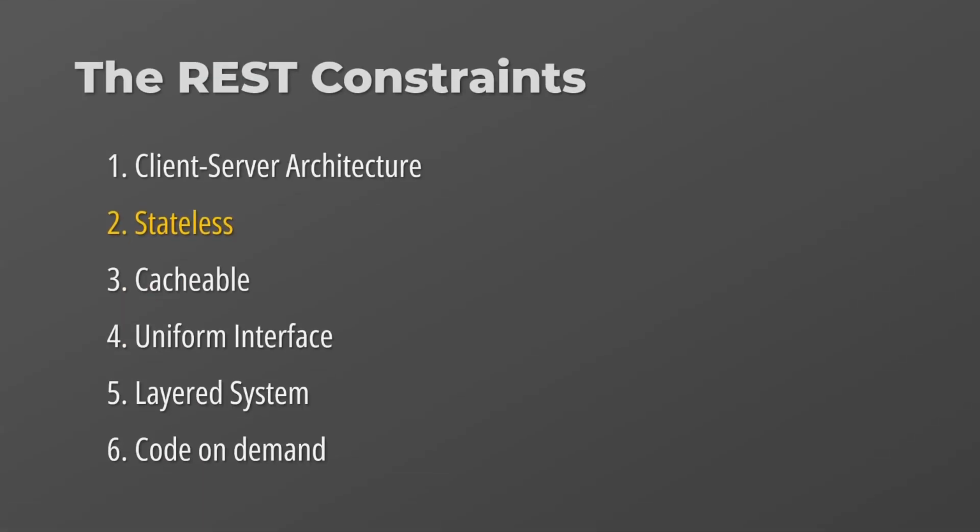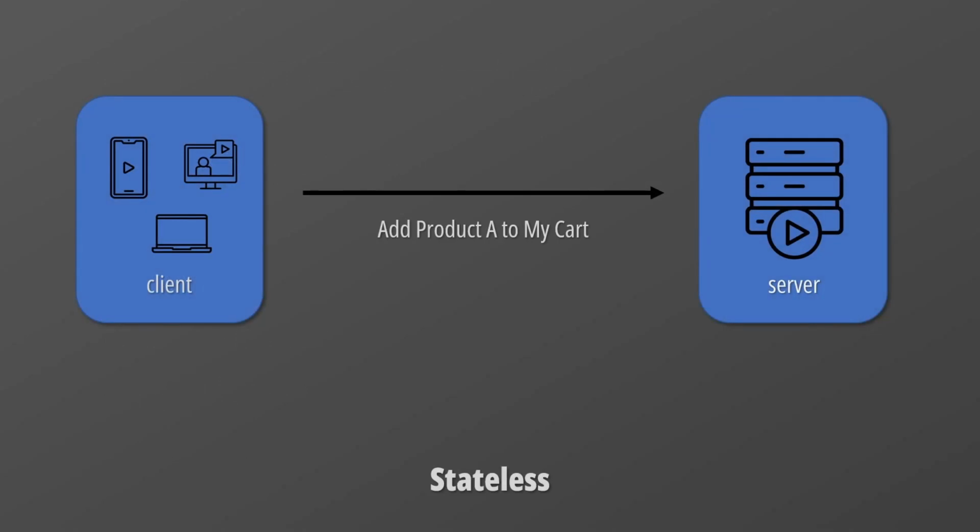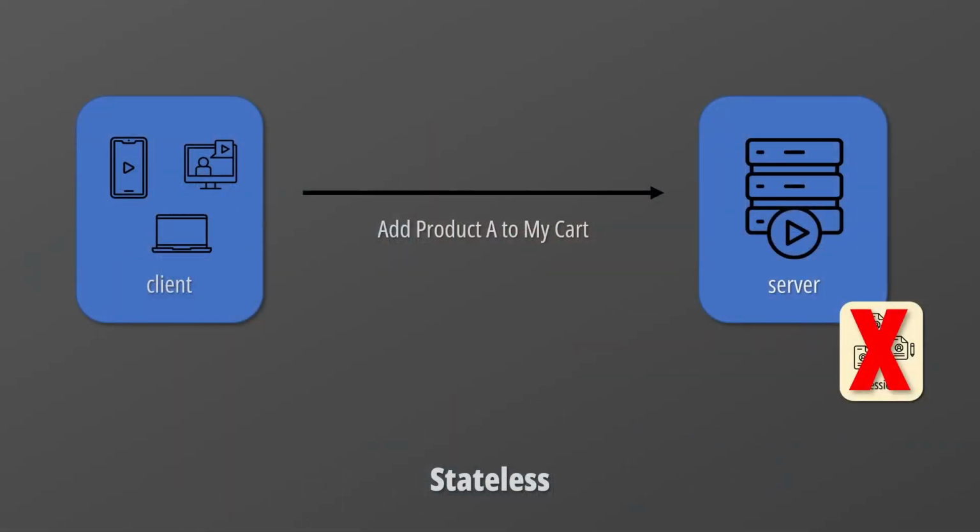The next constraint is stateless communication. For that to be possible, each client's request must contain all the necessary information for the server to process it. The server should not store any context or session. The advantage of a stateless architecture is that it's reliable and easier to scale, because there is no state on the server side that needs to be replicated if we want to increase the number of servers offering our API.